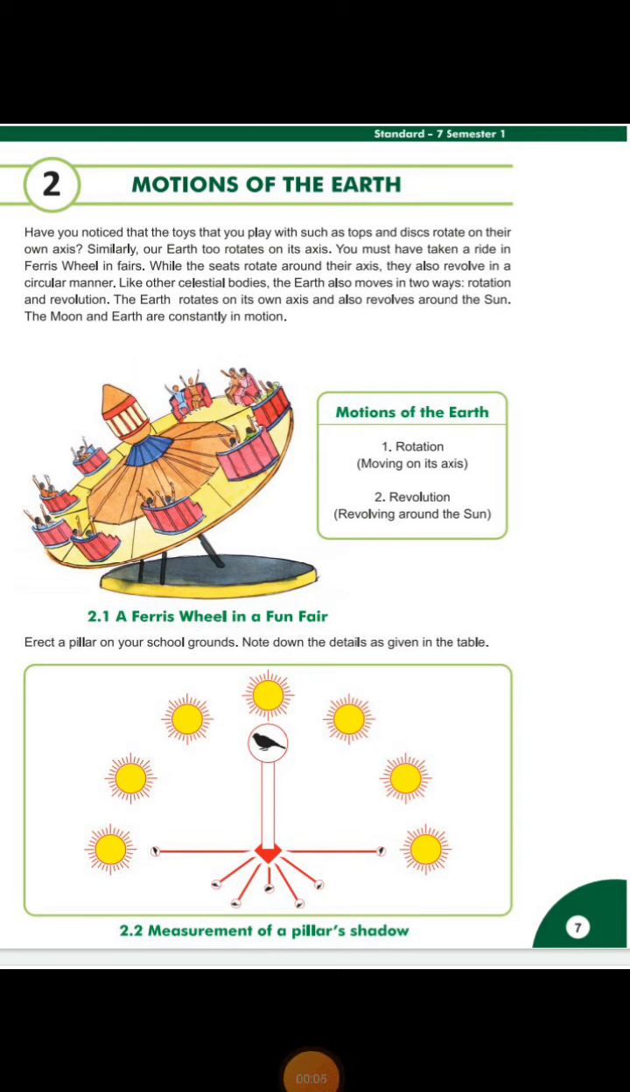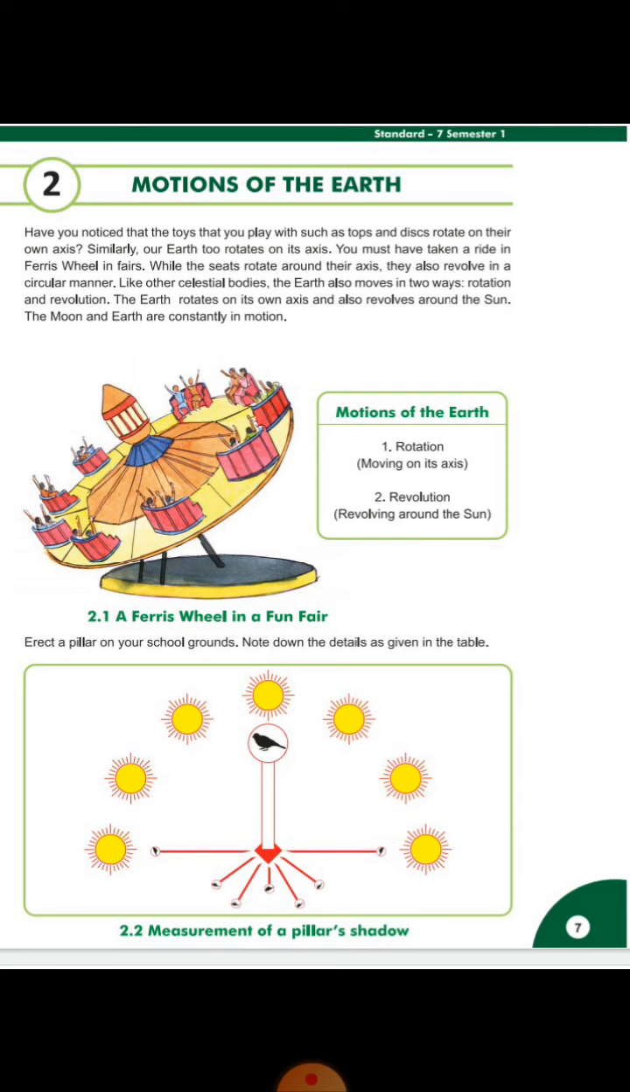I hope you have already watched our rotation and revolution videos and you got an idea of what a rotation is and what a revolution is. This chapter is completely related to the motions of our earth. There are two types of motions of the earth. The first one is rotation and the second one is revolution. What a rotation is and what a revolution is, we will learn in this second chapter. So let's start.